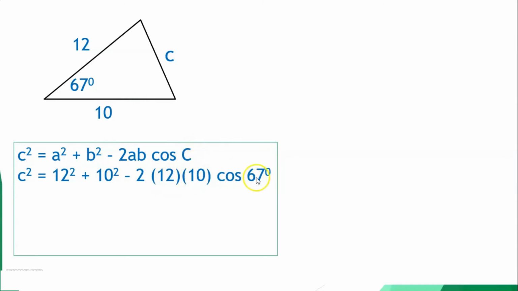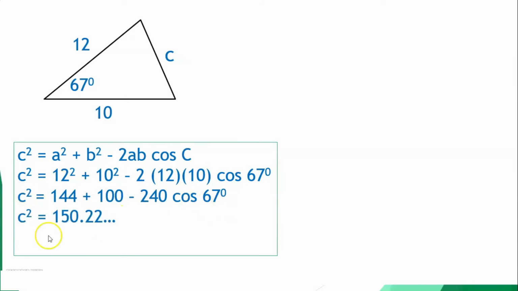And our angle C is 67 degrees. So making use of your calculators, we will get this. So C squared is 150.22, getting the square root of both sides. So the value for C is 12.26.